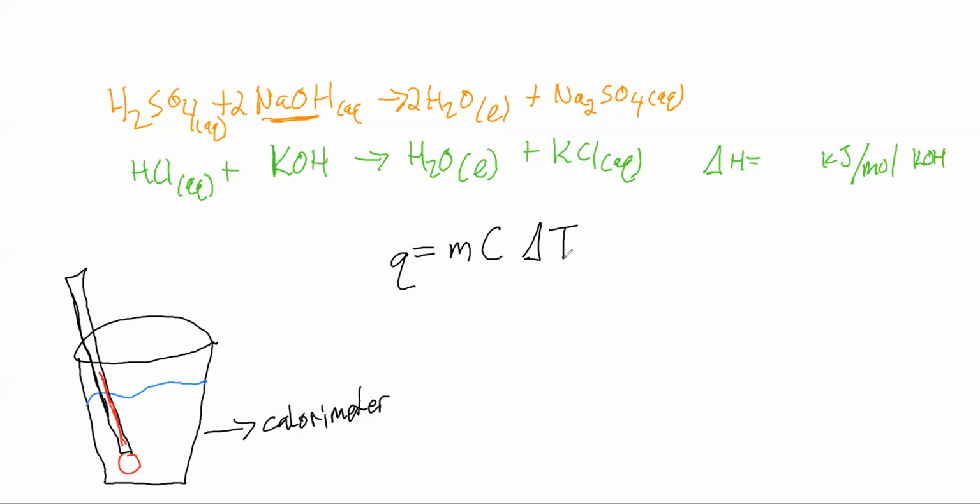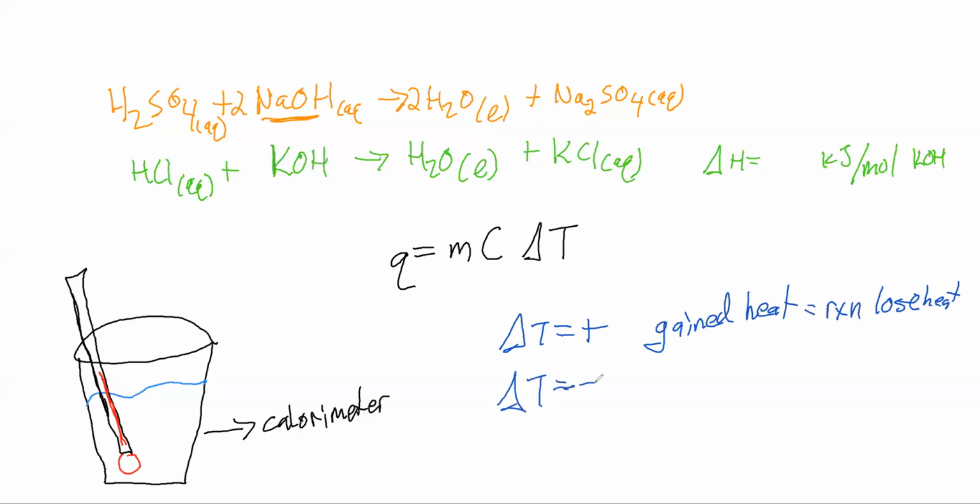So remember that if our water or our solution, if that delta T is positive, then that means it gained heat, which means that our reaction had to lose heat. Now, if the delta T is negative, that means that our solution lost heat, which means that the delta H of our reaction must have gained heat. And so that's what we're going to look at between those two.